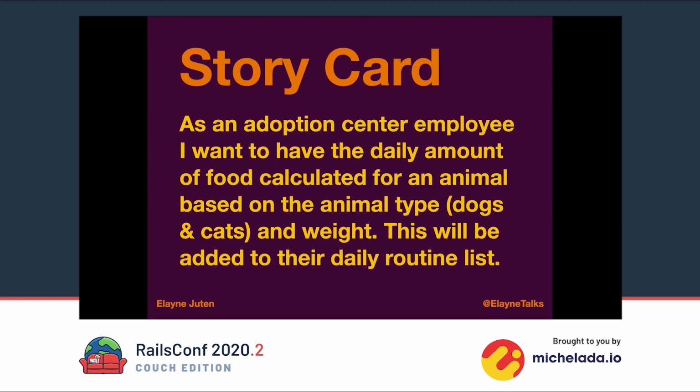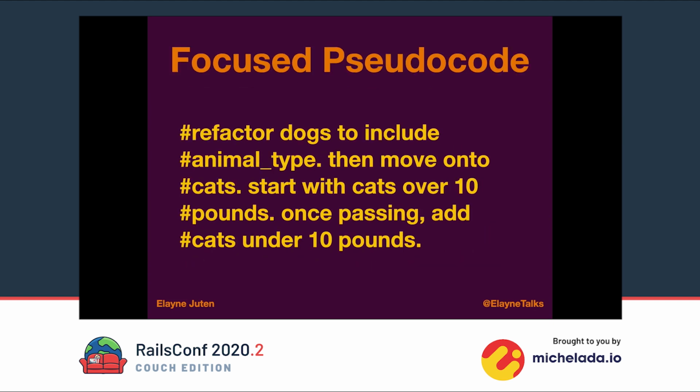So I'm going to take a look back at my story card, and we want to have the daily amount of food calculated for an animal based on animal type, dogs and cats, and weight. Okay, great. So I'm over halfway done with this story in my mind. So I'm going to go back to my focus pseudocode, and the focus pseudocode that I had before is completely finished. So I'm going to add some new pseudocode. Again, I can tell that my progress is going to speed up now, since a lot of what is left is similar to what we've done with the dogs. So first I want to refactor dogs to include the animal type, and then move on to cats. I'm going to start with the cats over 10 pounds, and then once passing, I'm going to add the cats under 10 pounds. This all sounds very similar to the dogs.